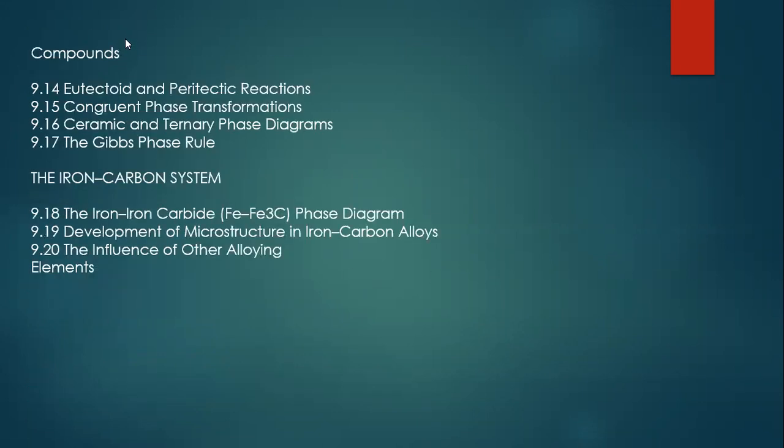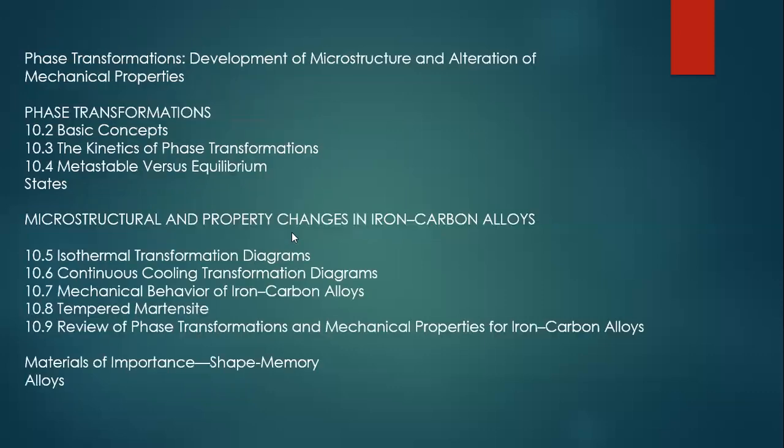So we have compounds, which is also going to be discussed in this same course. Then the iron-carbon system, we'll discuss this in this course. Then from there, we'll look at phase transformations, where we'll discuss the development of microstructure and alterations of mechanical properties. That is under phase transformation, rather. Then we'll also discuss the microstructure and property changes in iron and carbon alloys. So all these things will be discussed. Of course, I'm just going to be explaining.